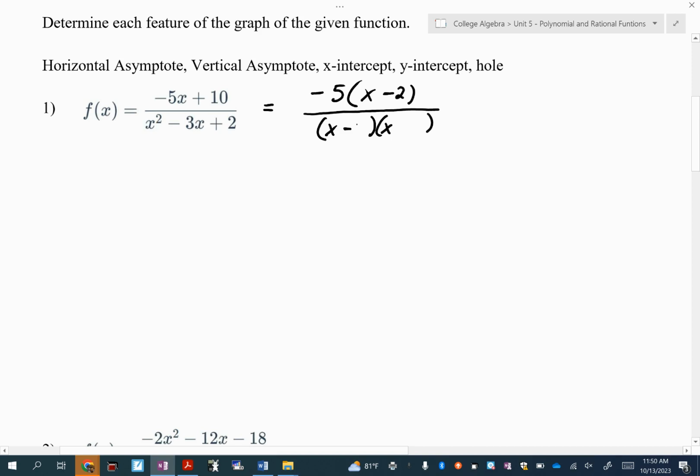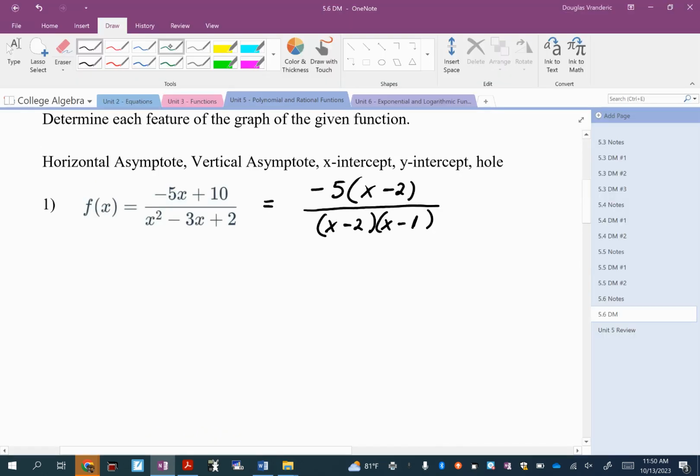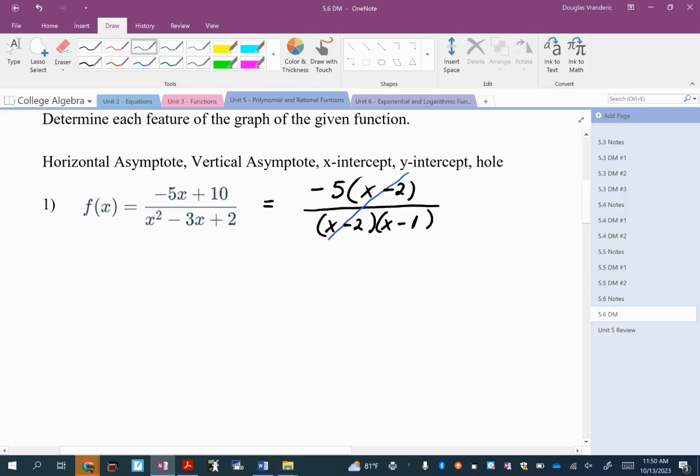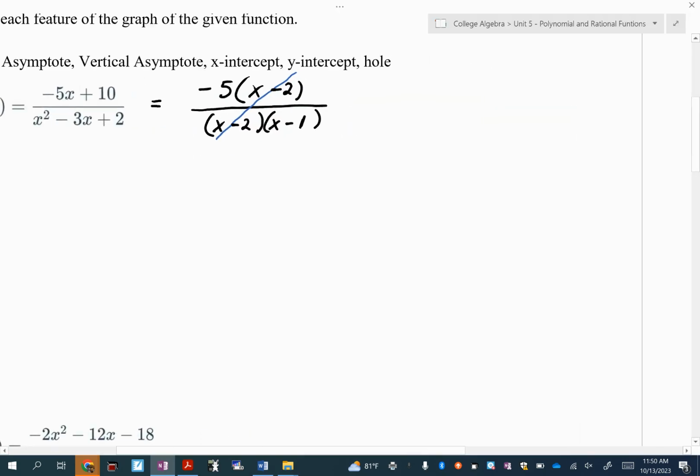That's going to be -2 and -1. And when I do that, you should notice that we have a common factor, so these are going to cross out. Now what that does is it creates a hole at x minus 2 equals 0, or your hole is at x equals 2.